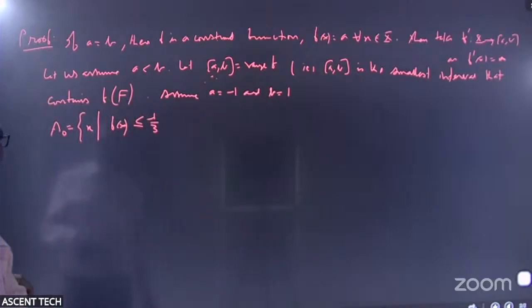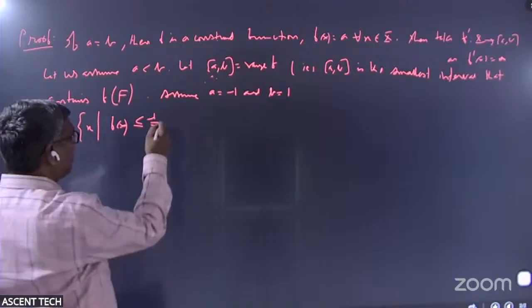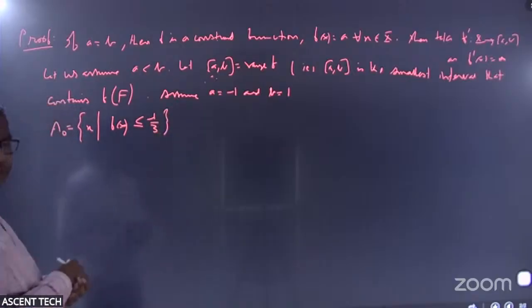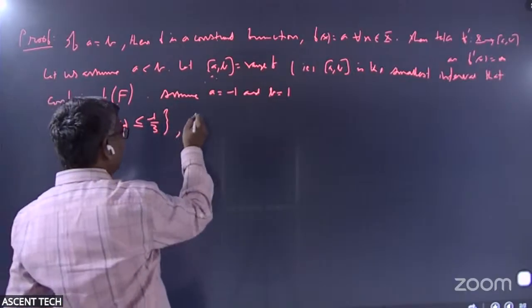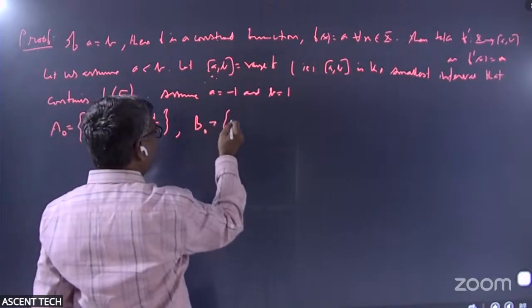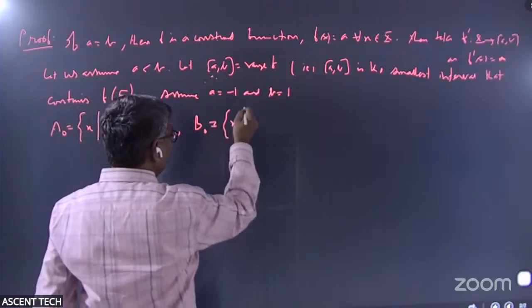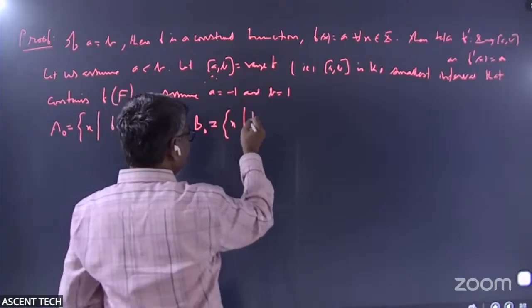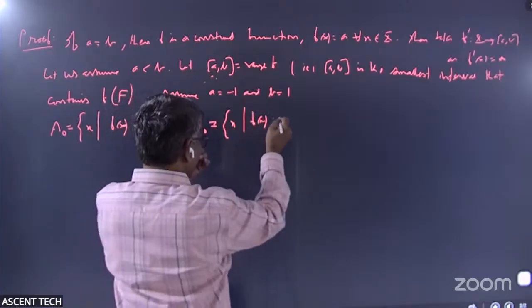Now I'm going to look at A naught to contain all the elements of x for which f(x) is less than or equal to -1/3. And B naught is all the x in F such that f(x) is greater than or equal to 1/3.